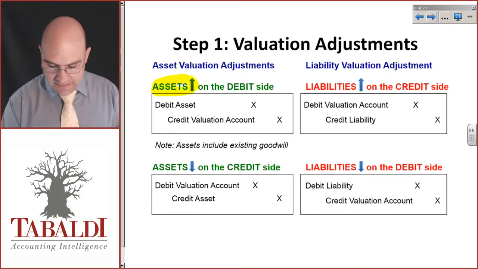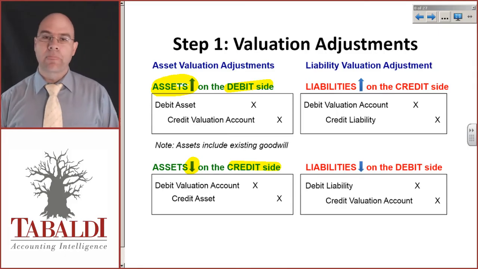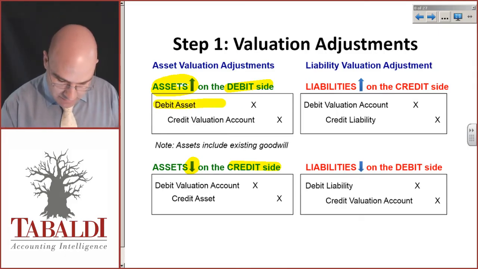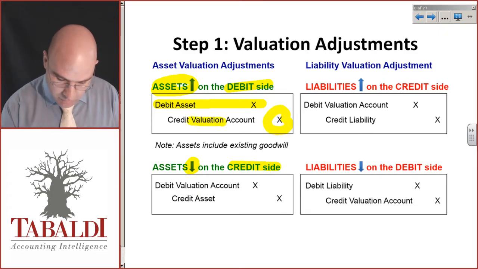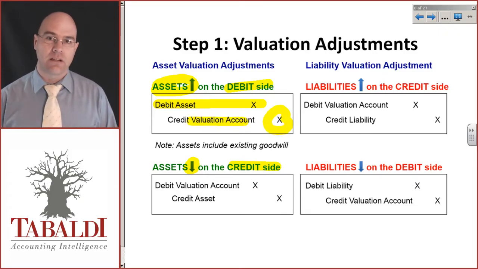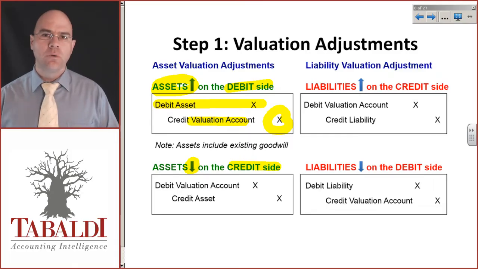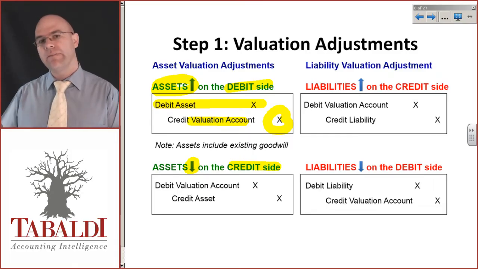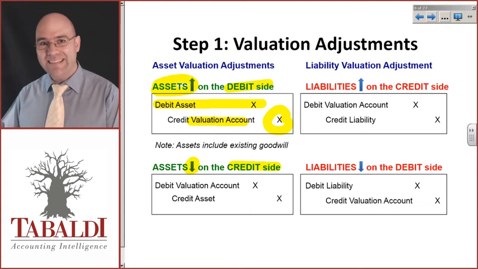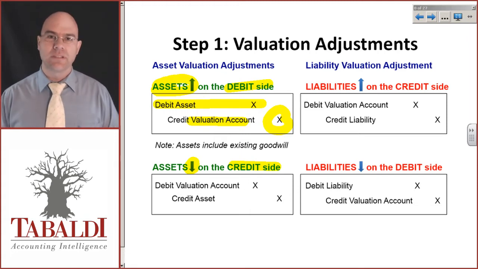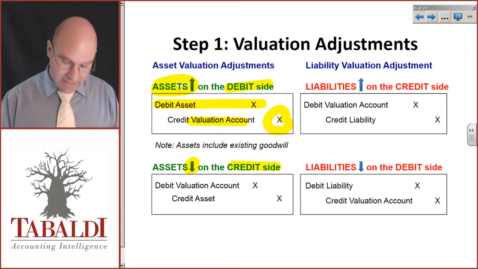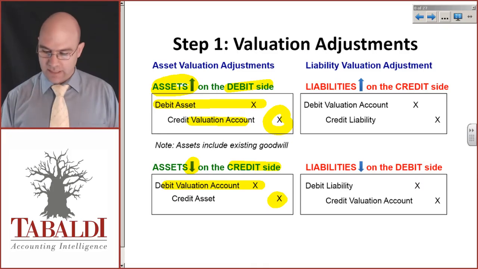A reminder, assets get bigger on the debit side, smaller on the credit side. If we increase the asset, we will debit the asset. What do we credit here? We will credit something which we will call the valuation account. It's going to be a clearing account where we'll take all the balances of the fair value adjustments from the assets and liabilities and close them off to the capital accounts when we're doing the dissolution. Obviously, with an asset decreasing, you'll credit the asset and debit the valuation account.